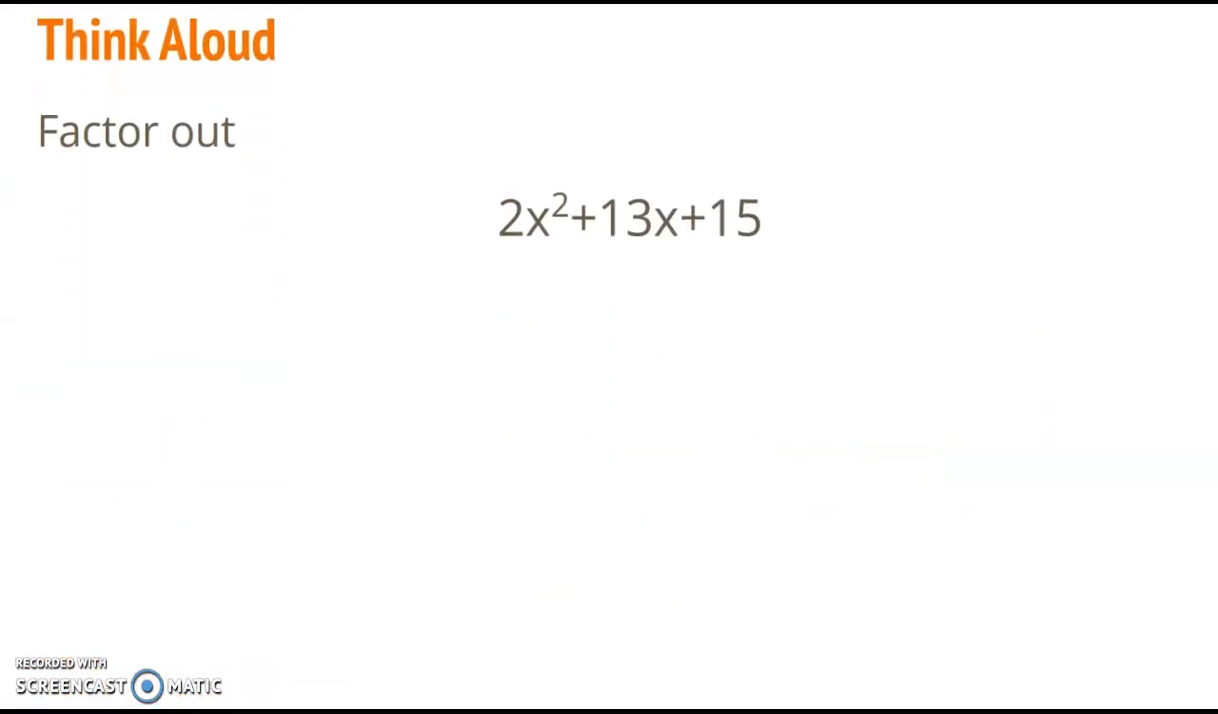Here is my very first Think Aloud. It says factor 2x squared plus 13x plus 15. I know that everything has a coefficient, and we are going to be starting the same way that we did in the very last Think Aloud. I want to label it A, B, and C, and I want to start out with my diamond method.